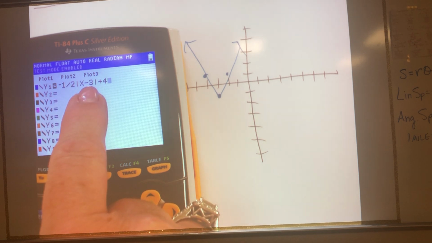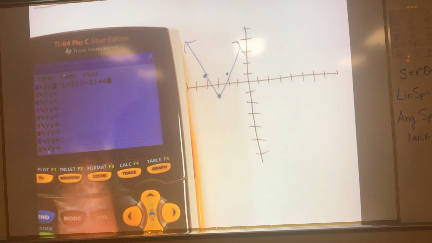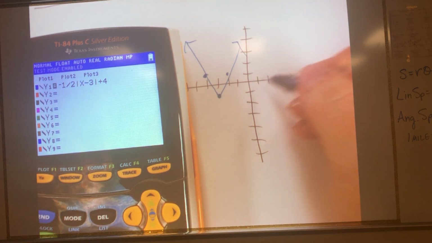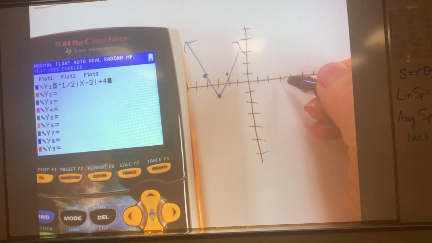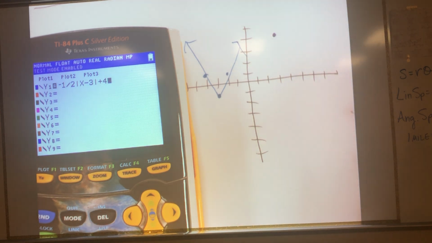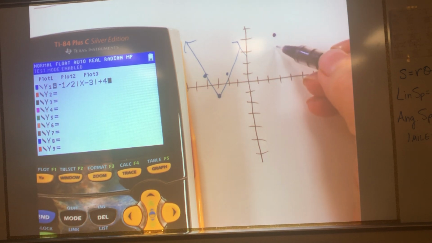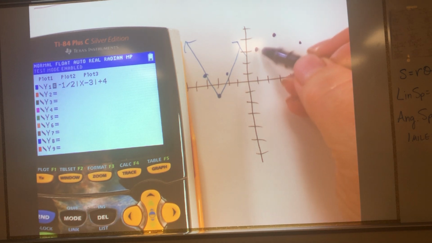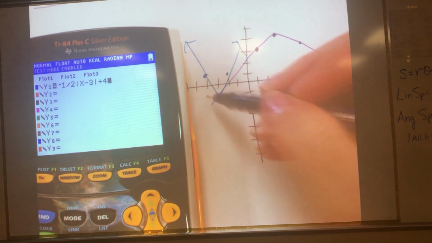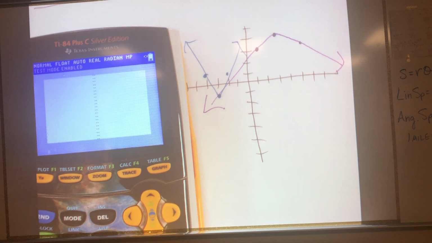Okay? And what does this minus 3 do? Move it to the right. And what does this plus 4 do? Moves it up. Okay, so I'm going to go right 3, 1, 2, 3, and up 4. 1, 2, 3, 4. So there's my vertex, okay? From that vertex, I need 2 other points. I'm going to use my slope. He's opening down, so I'm going to go down 1 and to the right 2, and down 1 and to the left 2. And here's my V. You could graph it on your calculator and check it.